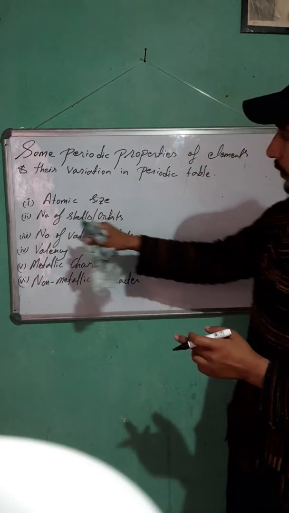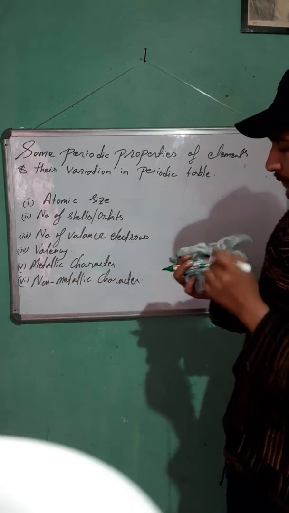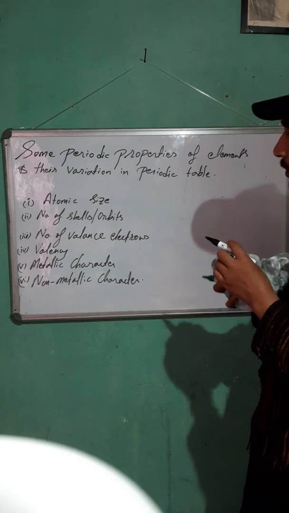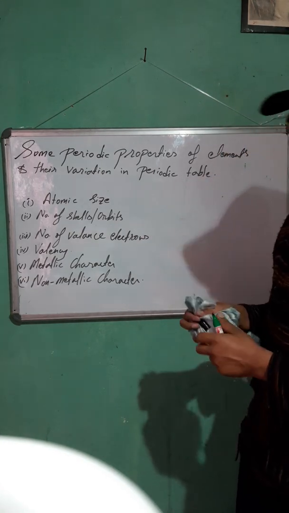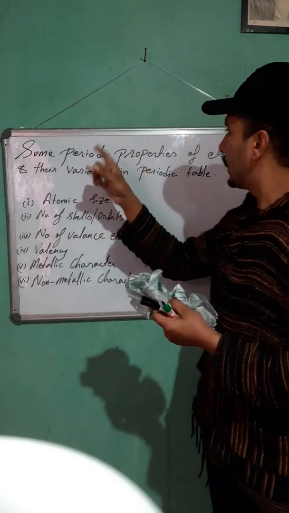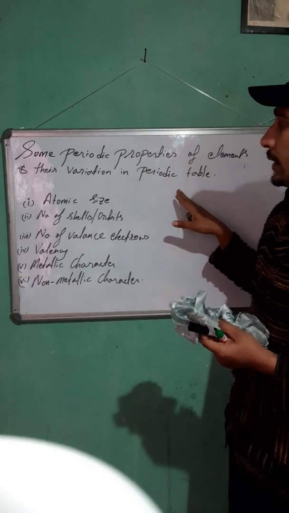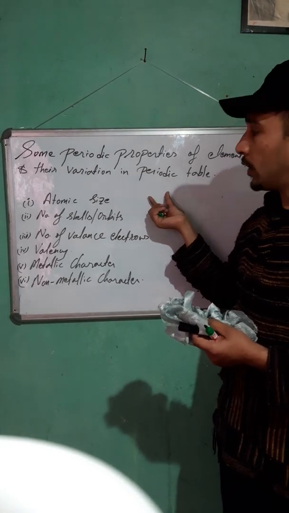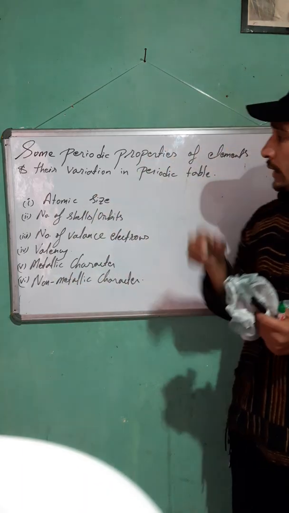Atomic size I wrote. Number of shells I wrote. Valence electrons, valency, metallic character. These are some periodic properties. So you can note a question. Actually this question will not come like this, so just note a question: state some periodic properties and mention how they vary in the modern periodic table. So just write down that question.